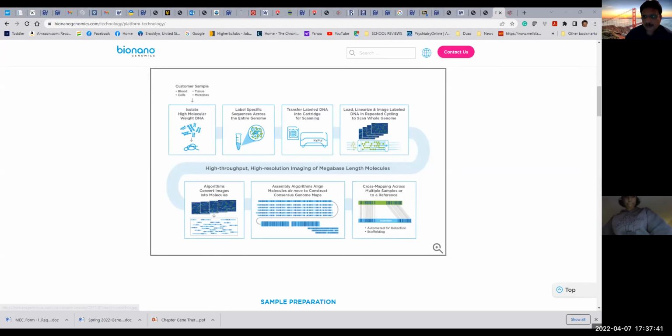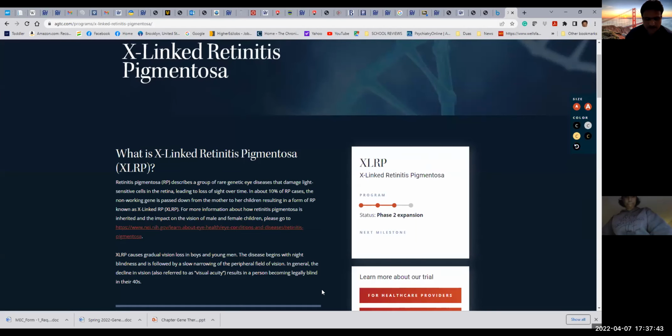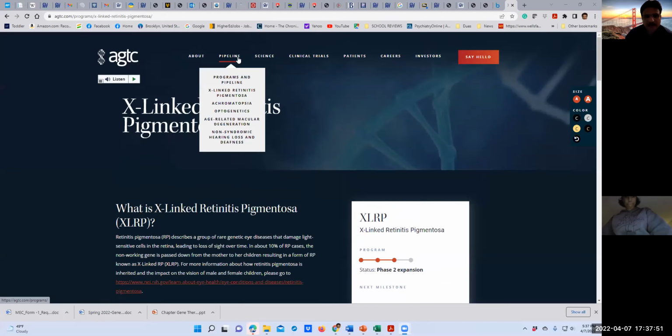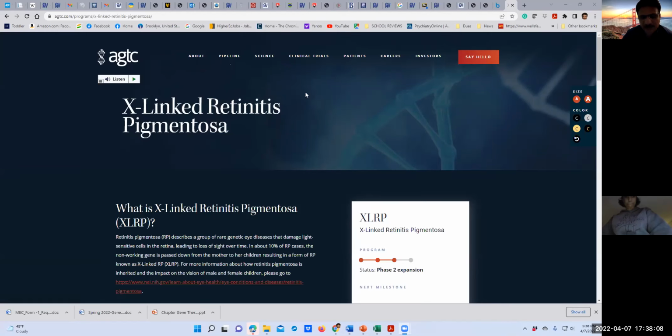Also, there are some companies which are developing gene therapies. In the pipeline, they have X-linked retinitis pigmentosa, achromatopsia, optogenetics, age-related macular degeneration, non-syndromic hearing loss and deafness. So this is a company which has many gene therapy targets in the pipeline.